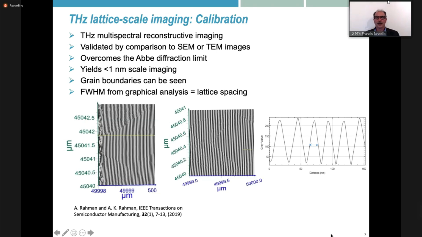The full width half max of each peak used to calculate the line width averages to 15 plus or minus 1 nanometer compared to the nominal 14 nanometer lines. Published references for this work are shown at the bottom of the slide. It is important to note that this technique overcomes the Abbe diffraction limit of traditional microscopic methods.